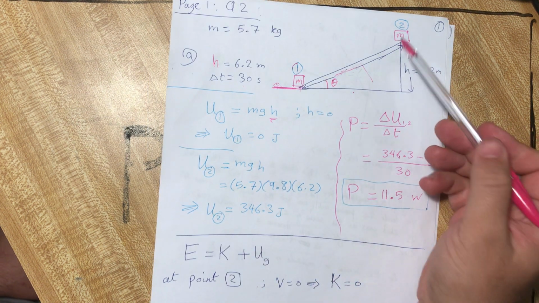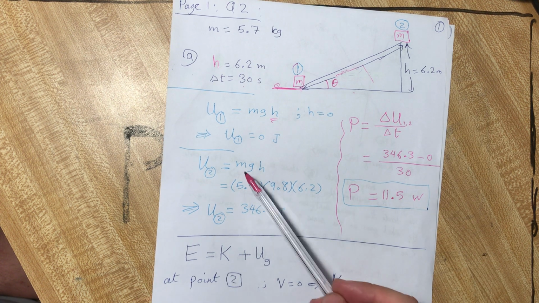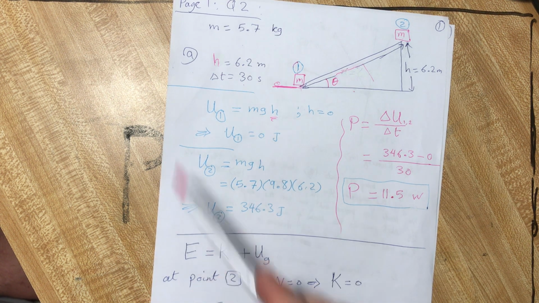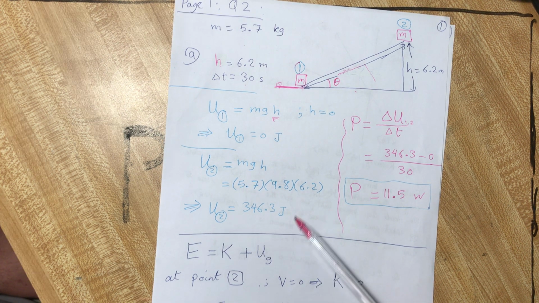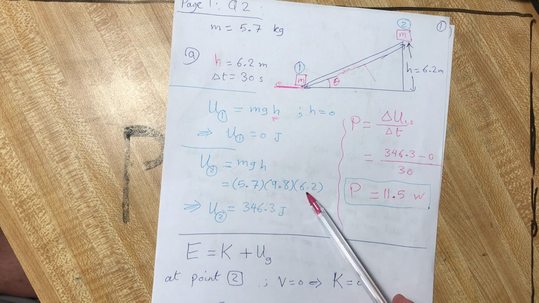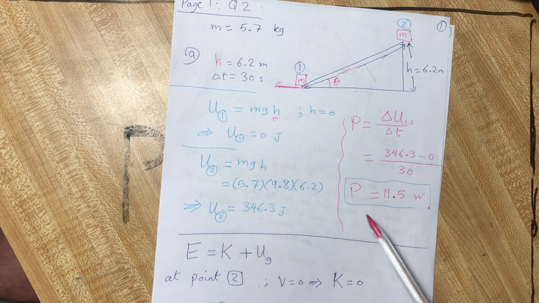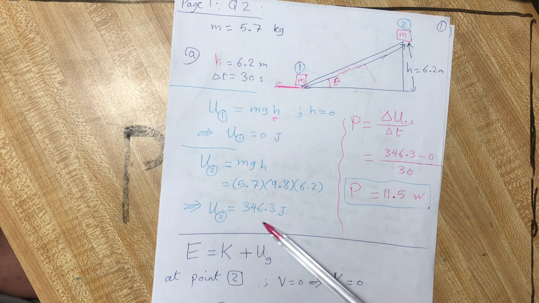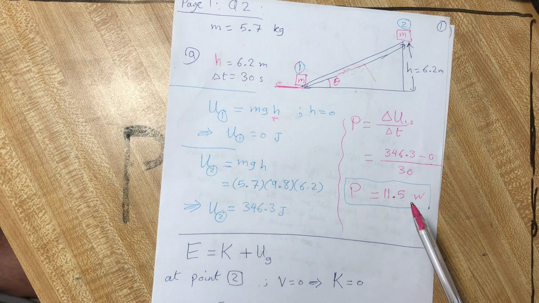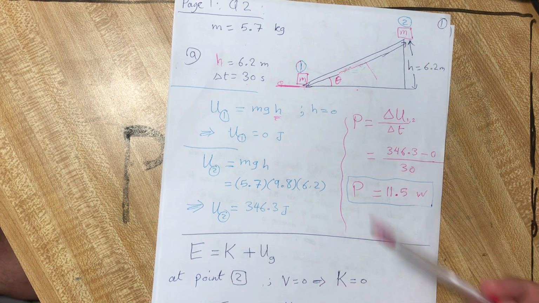The potential energy at the second point, the second state, is equal to mgh. M is 5.7, given. G is known as a magnitude. H is also given, 6.2. Then the potential energy at this point, which is the maximum point, the maximum energy, is 346.3 joules.